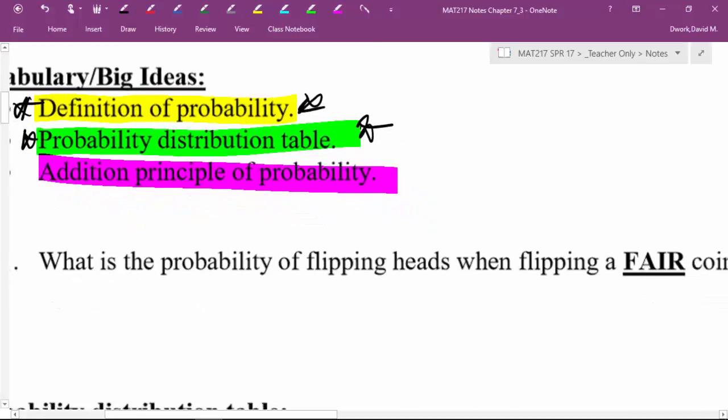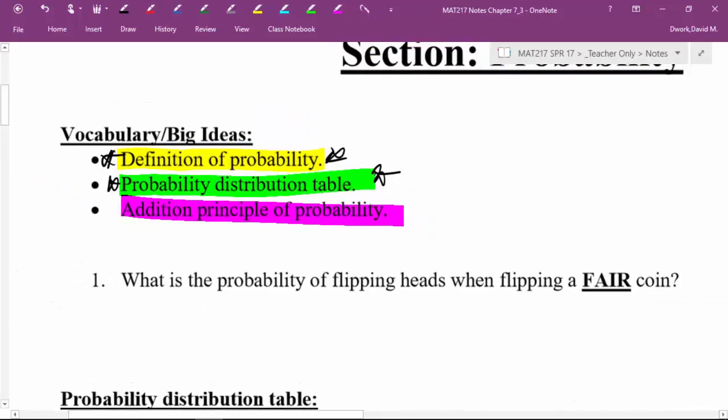Now, here we go. The good news. If I asked you, what is the probability of flipping heads when flipping a fair coin? Most of you probably already know how to do this. Now, when I say fair, maybe that's the only thing you might be questioning. When I say fair, that just means the likelihood of either side coming up is the same. It's not a weighted coin. It's not going to flip heads every single time.